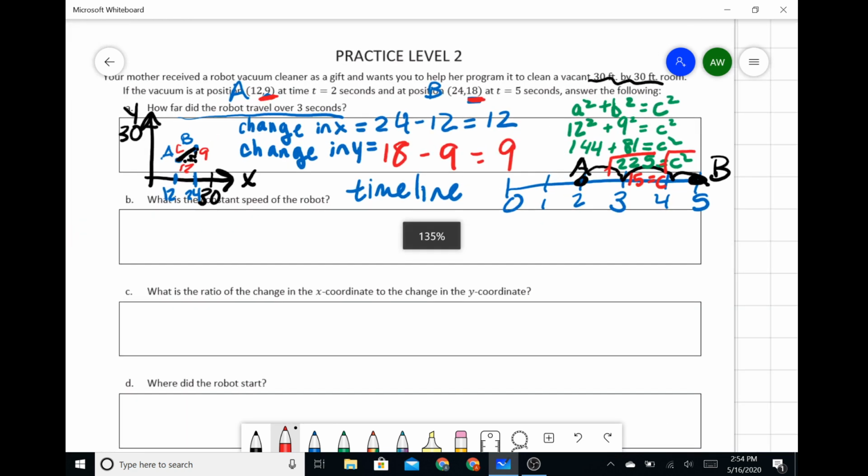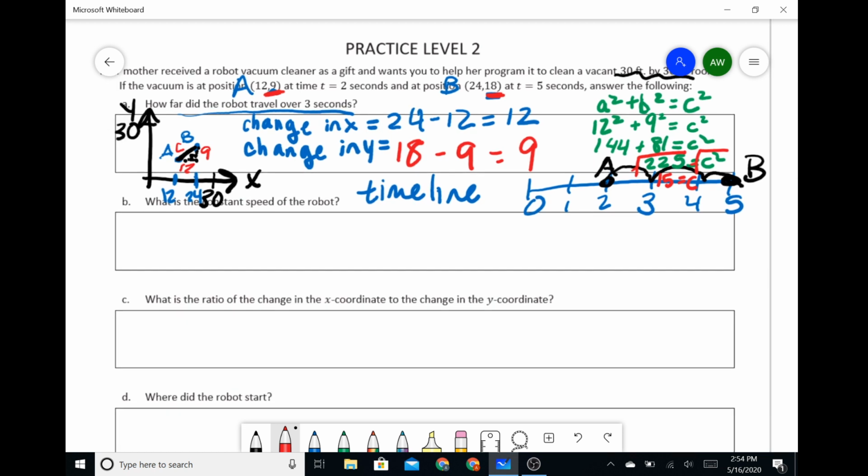So we got c for our answer. We got 15 for our answer after using the Pythagorean theorem right here in this green section, right? So our answer was 15 is equal to c. And that's actually the answer for this question, right? Sometimes we get kind of bogged down in all of the steps that we're doing, but this question was asking how far did the robot travel over 3 seconds, which for us was 15, okay?